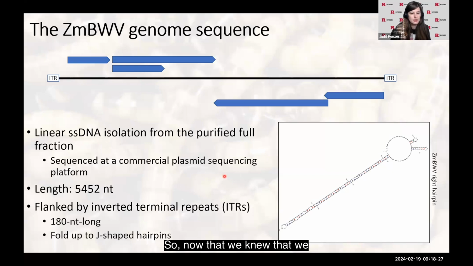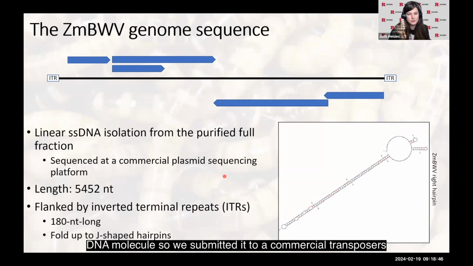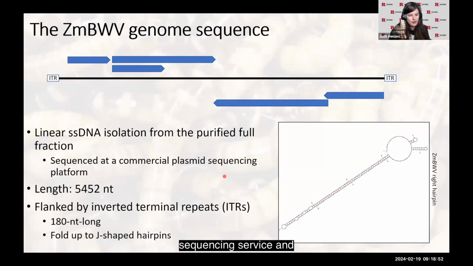So now that we knew that we were dealing with a densovirus, we also didn't have to spend hundreds of dollars on executing a metagenomic approach and sequence all nucleic acid in our sample. We knew that we have to target a small single-stranded DNA molecule, so we submitted it to a commercial transposase-based sequencing service, and we could sequence the entire genome for $15, which was indeed consistent in its genome content as well as structure with being a densovirus.